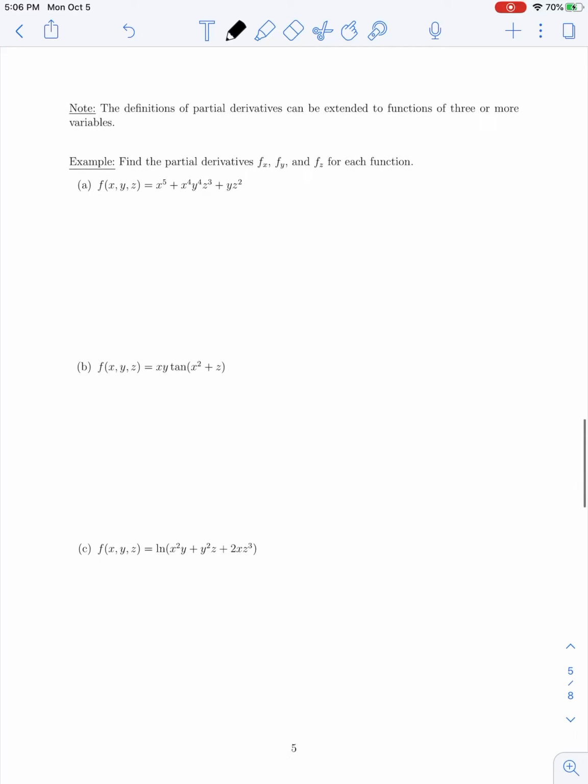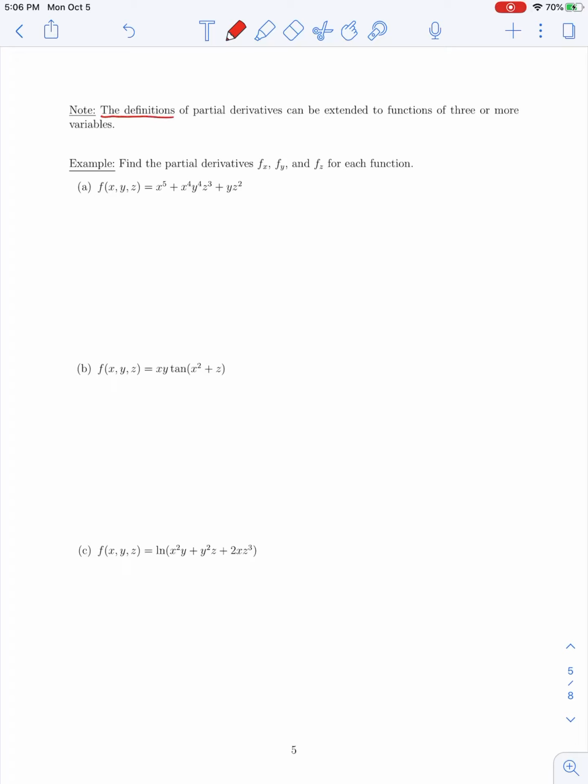Now the next thing that we'll talk about in this section briefly is how to extend the concept of partial derivatives of functions of two variables to partial derivatives of functions of three or more variables. So here I mentioned briefly that the definitions for these partial derivatives can be extended to functions, say, of three variables, x, y, z, or functions of more variables, say f of x1, x2, x3, x4, and so on.